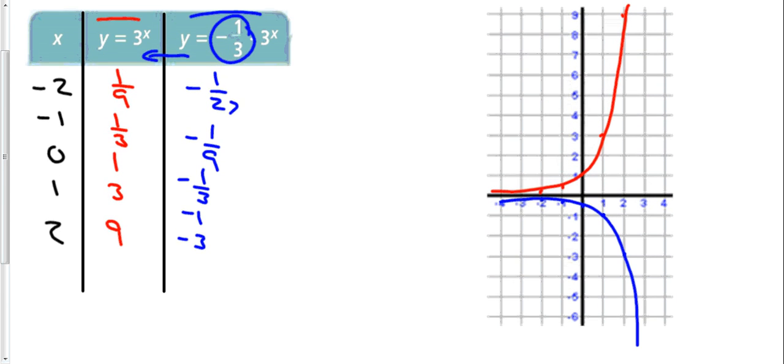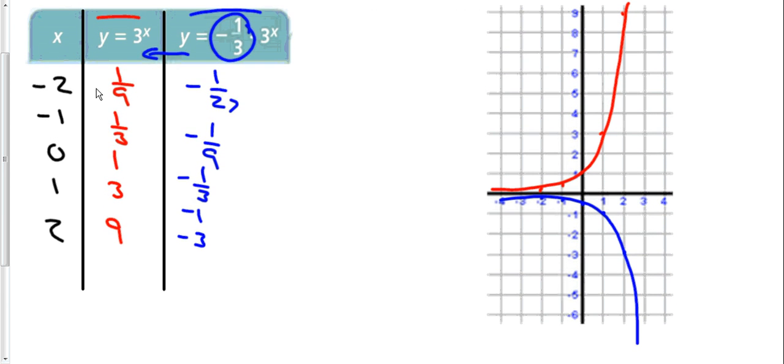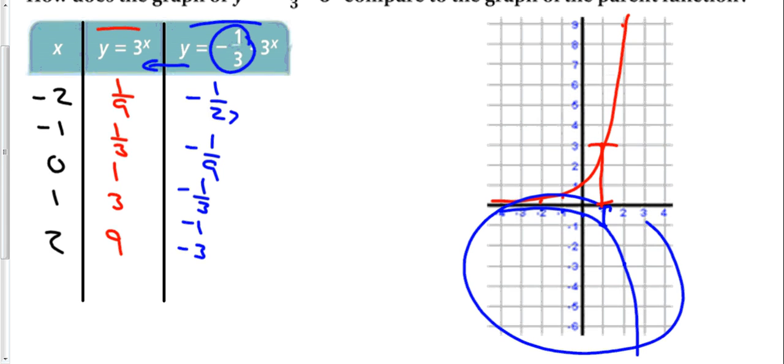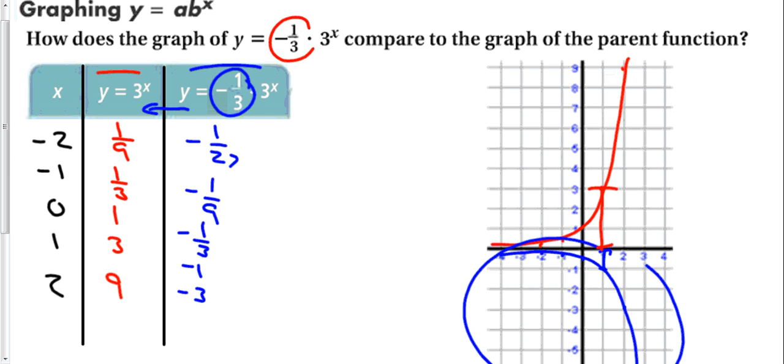Okay. Notice that they are a reflection of each other, with the asymptote still being the x-axis. Also, the blue one is a little more compressed. It's a little more pushed towards the x-axis because this is only one space away, whereas this is 3 spaces away. Right? So the blue function is a little more pushed towards the axis, which is what happens here. That is a compression.